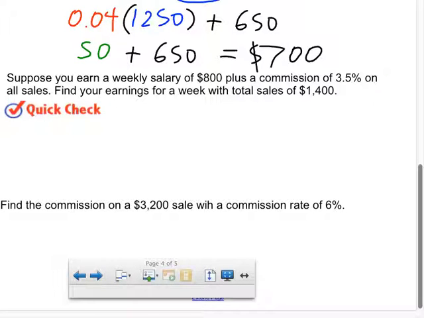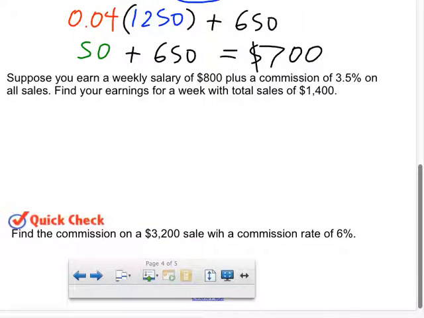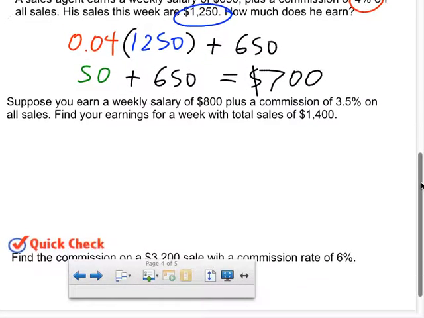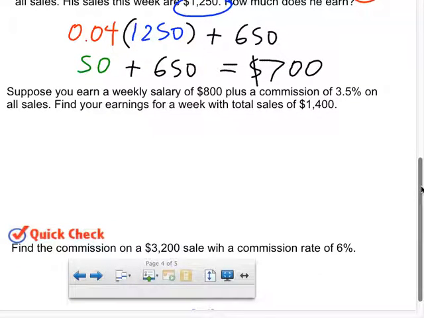Suppose you earn a weekly salary of $800 plus commission. Let's go ahead and solve this. So do you see how we're still setting it up the same as above? We have our weekly salary. We have our commission rate. How do I write that rate as a decimal? Multiplying 0.035. And then I have my total sales.